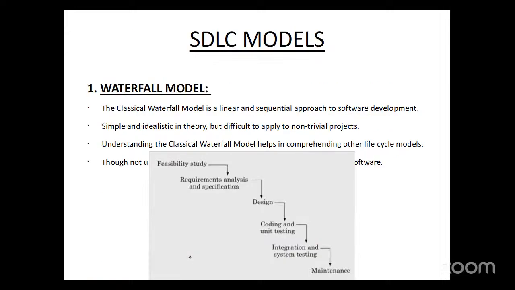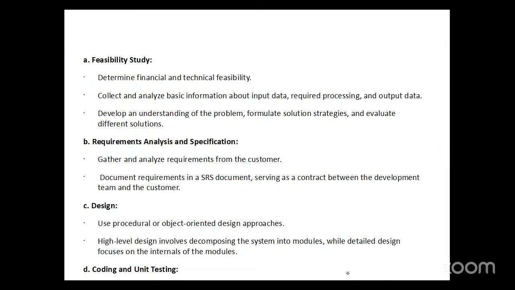Right. So the first one is your waterfall model, or classic waterfall model, we can say. So what is the waterfall model? This is what you have in your textbook, right? First phase is feasibility study, then requirements analysis, design, coding and testing, integration and system testing, and maintenance. This is the picture which is taken from your textbook itself.